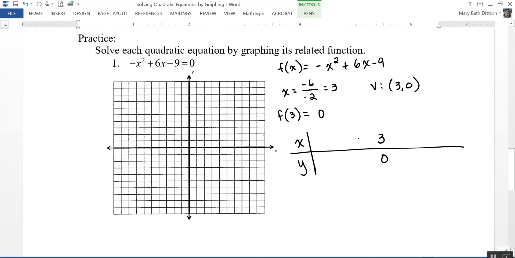I'm going to pick some numbers smaller and some numbers larger. So when x is 2, I get negative 1, and that's also going to be true for 4. And when x is 1, I get negative 4, and that's also going to be true for 5. So let's see what this graph looks like. So 3, 0, and then 2, negative 1, 4, negative 1, and 1, negative 4.